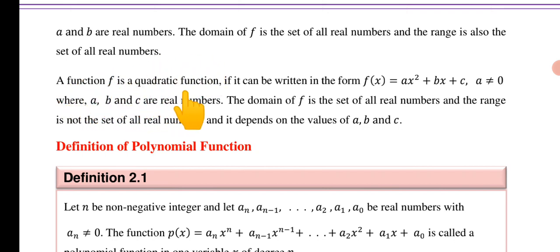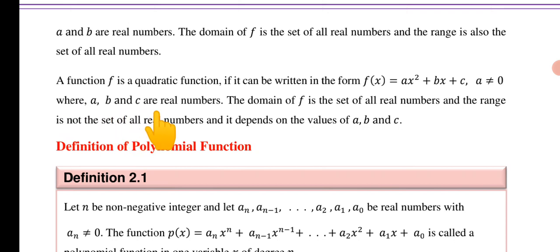A function f is a quadratic function if it can be written in the form f of x equal to ax squared plus bx plus c, with a different from 0, because to be quadratic, the highest exponent should be 2. If a is 0, this part vanishes, and it just changes to linear. Therefore, to be quadratic, a should be different from 0.